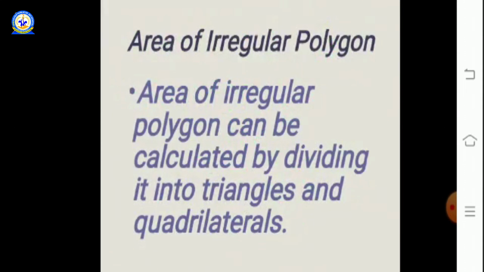Area of irregular polygon. Irregular means their sides are not equal. All sides are different. So while finding the area of irregular polygon, we can divide into triangles and quadrilaterals. When we divide the irregular polygon through diagonals into triangles and quadrilaterals, then we will find their areas and then we will add them together, then we will find the area of irregular polygon.